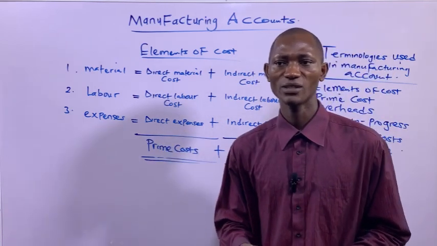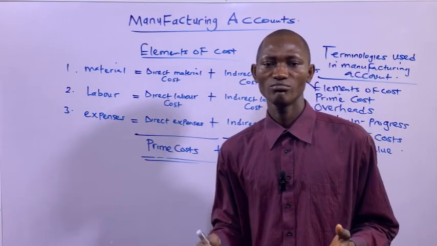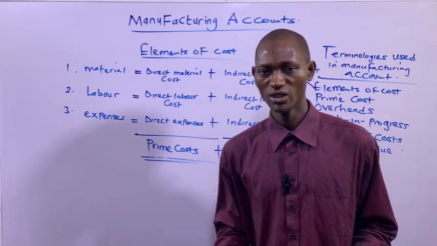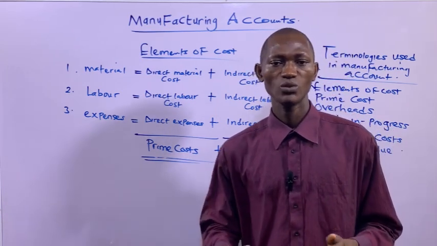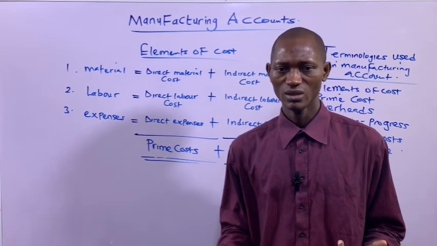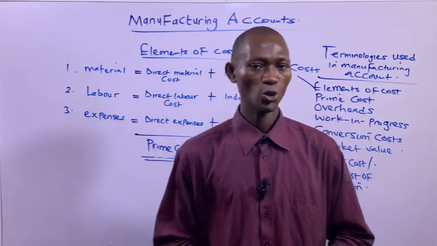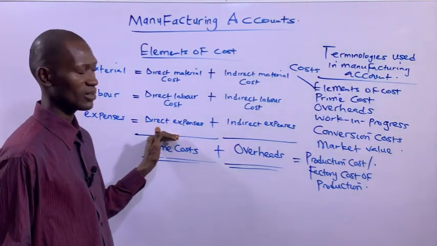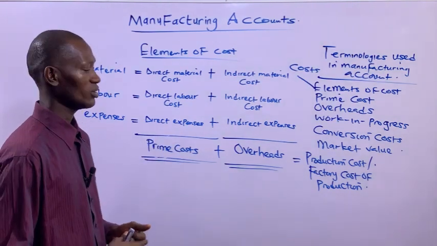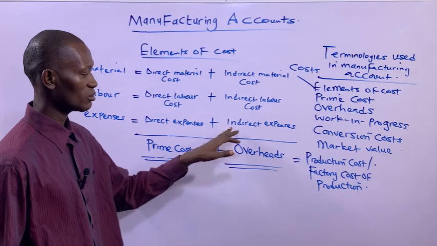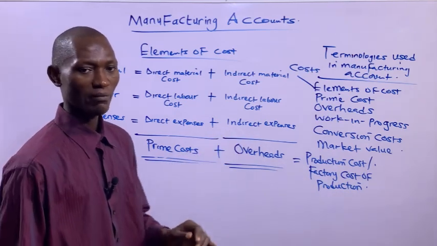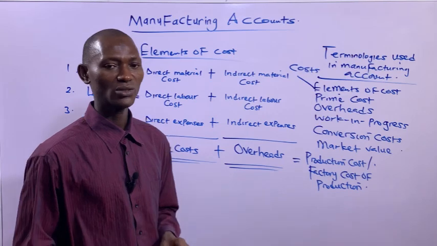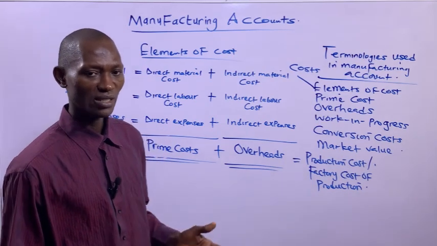Like, for example, manufacturing wages. We can have royalty, and so on and so forth. So those are examples of direct expenses that are attributable to the production of a particular commodity. But these, they are not. They are incurred perhaps outside the factory floor of the business organization.